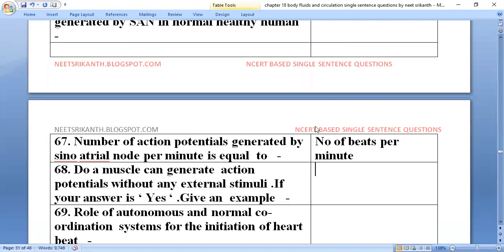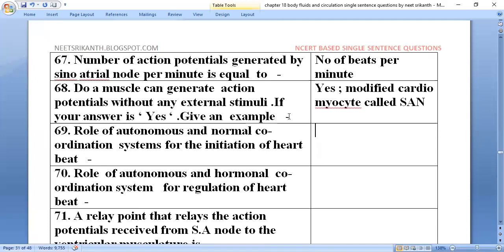Can a muscle generate action potential without any external stimuli? If yes, give an example. Yes. That is the modified cardiomyocyte called SAN, the sinoatrial node.